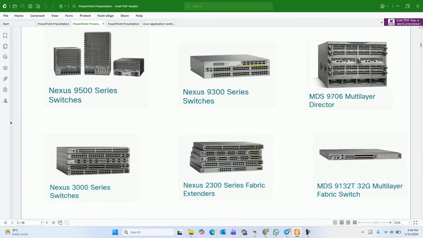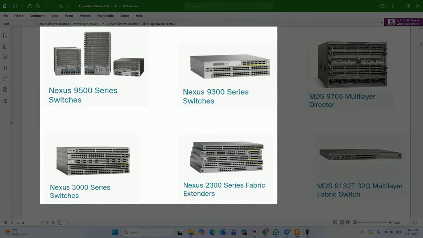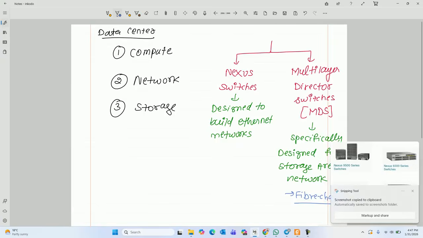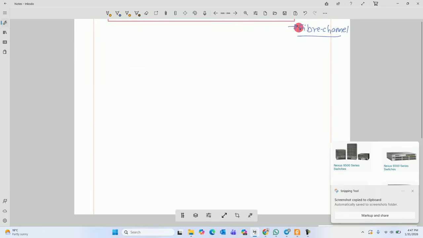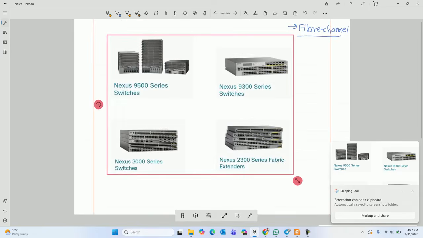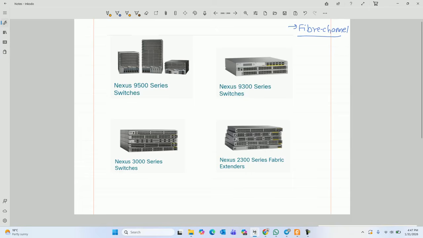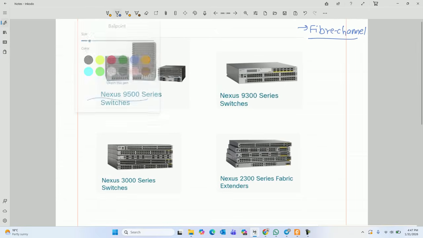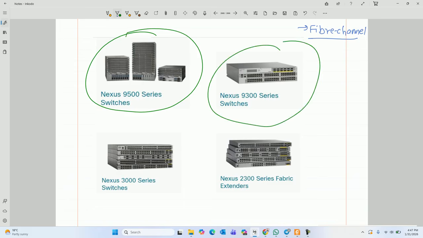Next 9500, 9300, 9706, 3000 series, 2300 series, and 9138. So here we'll not be focused on the MDS switches mainly, guys. Our focus will be on the Nexus switches. And in this particular image, you can see we have the Nexus switches. In this we have two types of switches, the modular switches and the fixed switches. So these are the modular switches and these are the fixed switches.